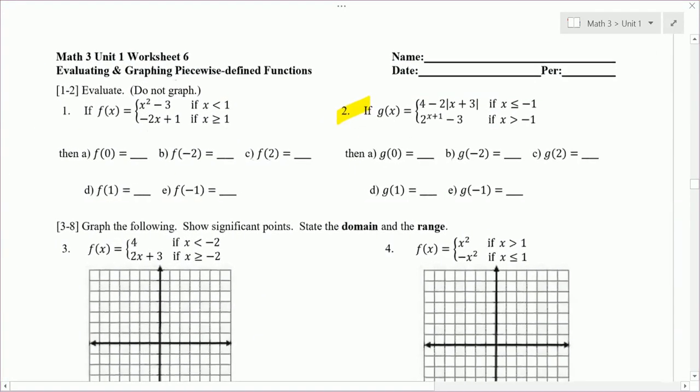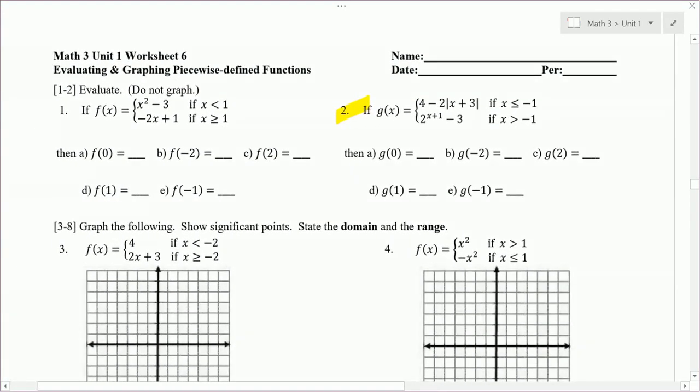I'm going to go through a few problems from the Math 3 Unit 1 Worksheet 6, and we're going to start with number 2.